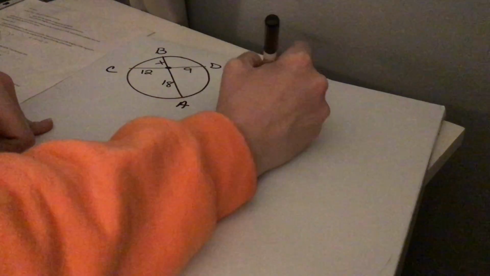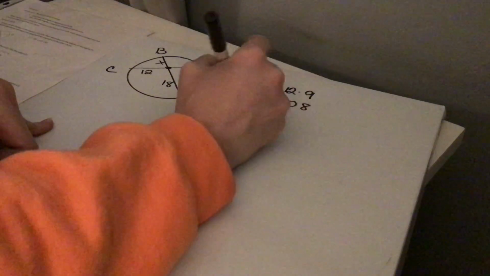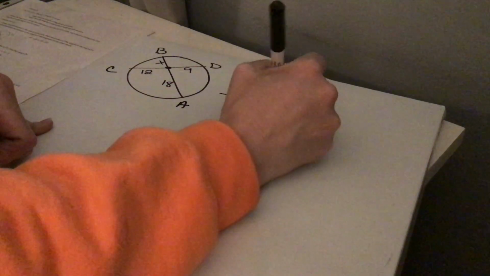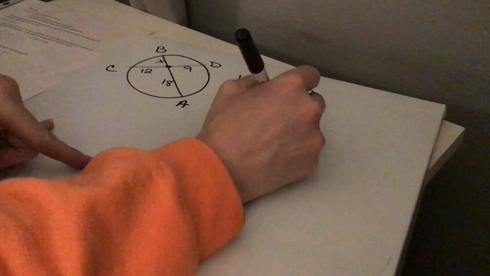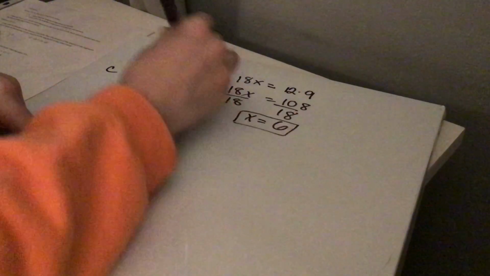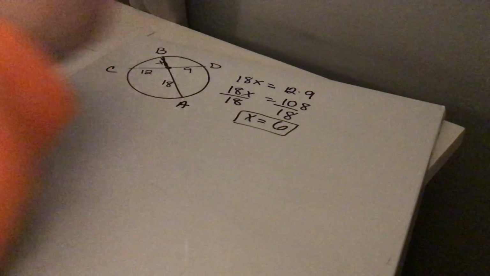So then solve for X. 12 times 9 is 108. Divide both by 18, and X is 6. So the length of this segment right here would be 6.